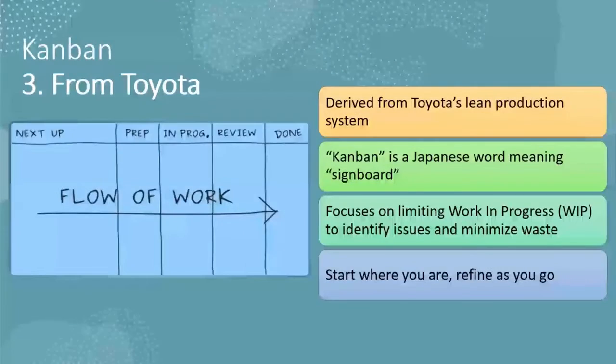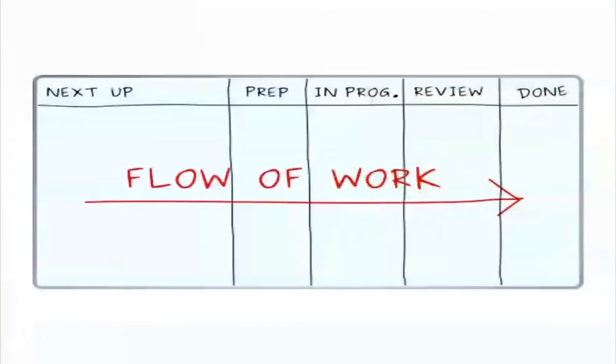Number 3, Kanban is from Toyota. It's derived from Toyota's lean production system. As I said, it's a Japanese word, and Kanban focuses on limiting WIP. You often hear that term quite a lot. Limit your WIP. What do we mean by limit your WIP? Well, in order for work to flow effectively through the process, we must limit our work in progress.